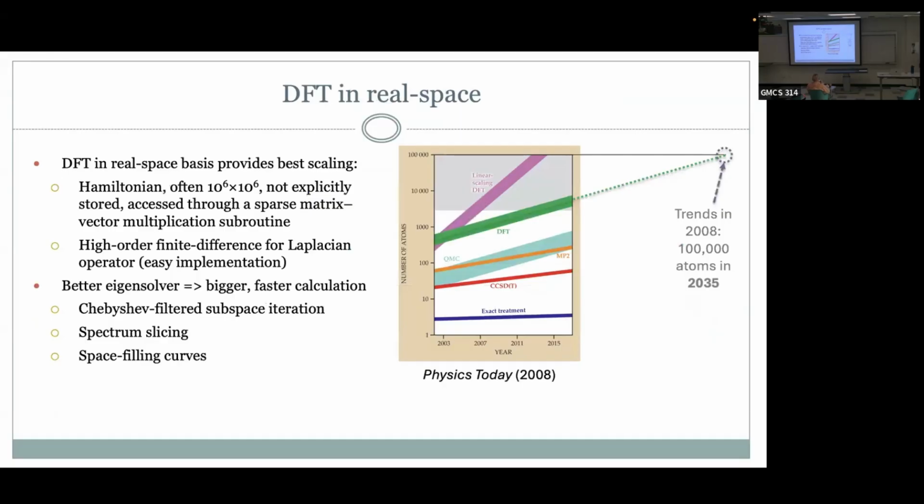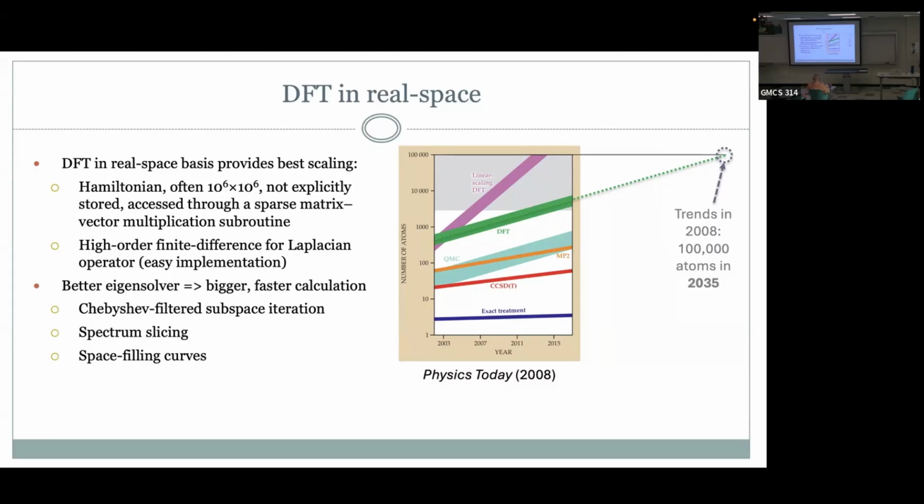Okay, so there are some advantages to real space. For example, in real space, the sparse matrix vector multiplication is more efficient compared to the K-space. We are able to implement the finite difference method for the Laplacian operator in a straightforward way as well. So that's easy implementation. So it provides the best scaling with the system size compared with other bases so far.